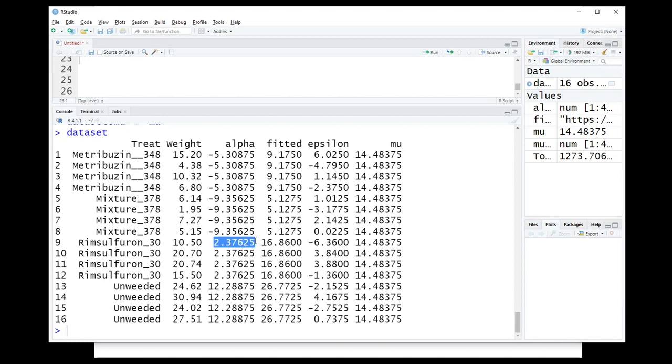Okay, so if we consider the treatment effect, our expectation is that we should have obtained 14.5 plus 2.4. That makes up 16.86. So this is our expectation with no random error.